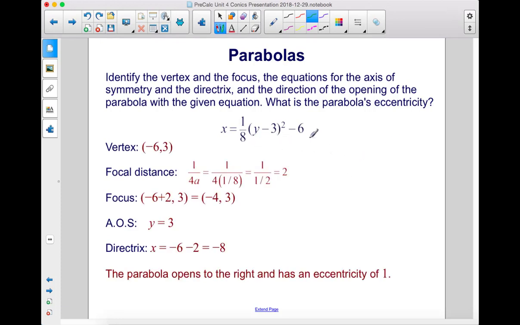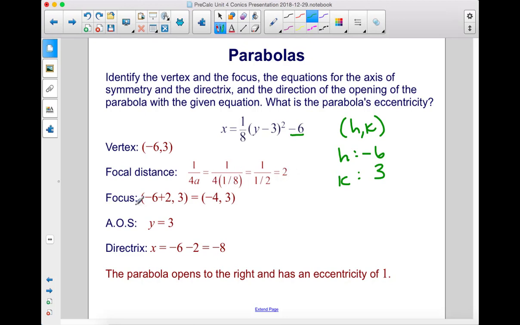Alright, so in this case, we're dealing with x as a function of y. So the vertex is at h, k, but in this case, h is -6, and k is +3. Alright, so the vertex is at h, k, which would be -6, 3. The focal distance is 1 over 4a, and a is 1/8. So we have 1 over 4 times 1/8, which gives us a focal distance of 2.